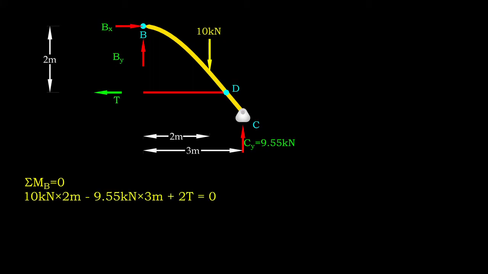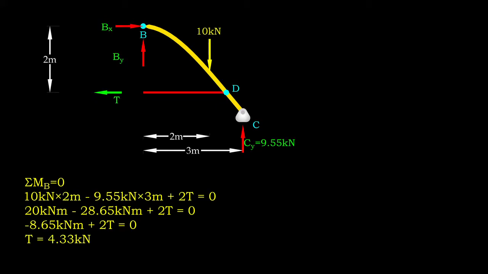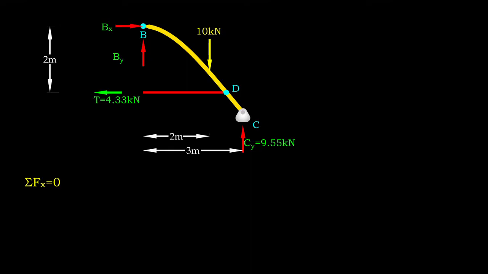Focusing on the right part, we form an equilibrium equation by taking moment about point B. The unknown force T is included in the equation. Through calculation, the value of T is 4.33 kN tension. By taking equilibrium in the x direction, the horizontal force at point B, namely Bx, is 4.33 kN acting in the direction opposite to T. On the other hand, By equals 0.45 kN.